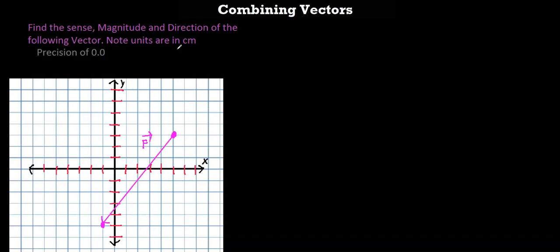We're asked to find the sense, magnitude, and direction of the following vector, vector F. And so let's go ahead and start with the magnitude real quick. To find the magnitude, we need to find the x and y components. So we need to find the x component and the y component.